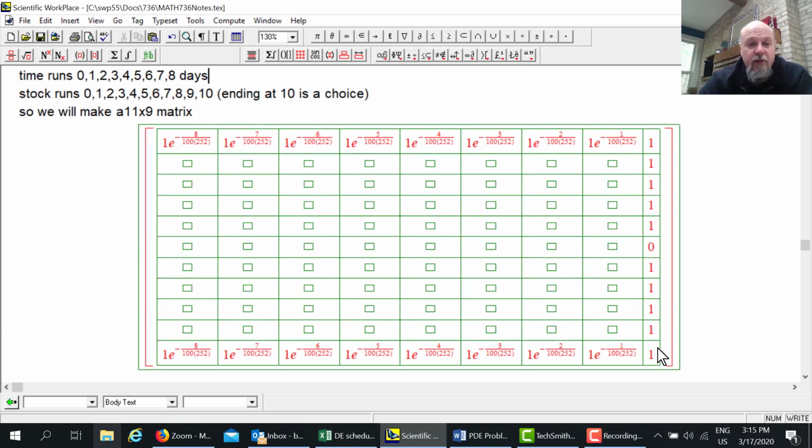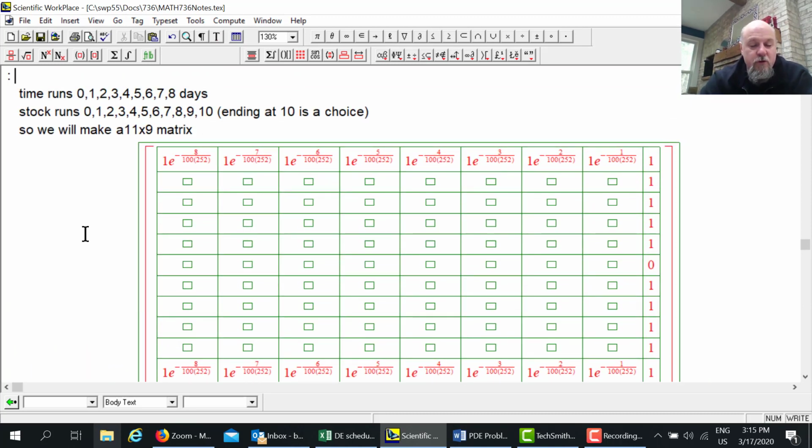So this is the sheet that we're doing, the homework sheet. Time runs 0, 1, 2, 3 all the way up to 8 days. This is the payoff. I'm counting it as days left: 8 days left, 7, 6, 5, 4, 3, 2, 1, 0 days left. So this is the payoff here.